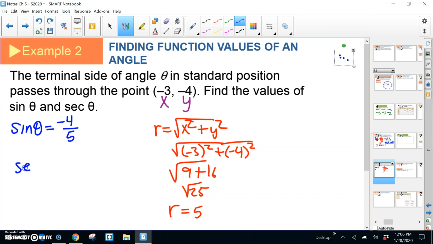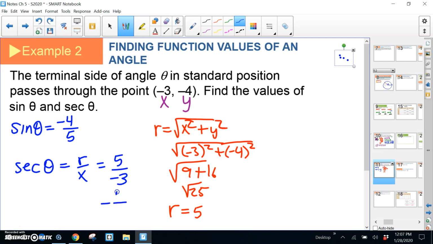Secant theta, okay, what was the ratio for secant theta? R over x, r over x. So that's going to be 5 over -3. That's it. Now keep in mind, it doesn't matter where that negative is, all right?